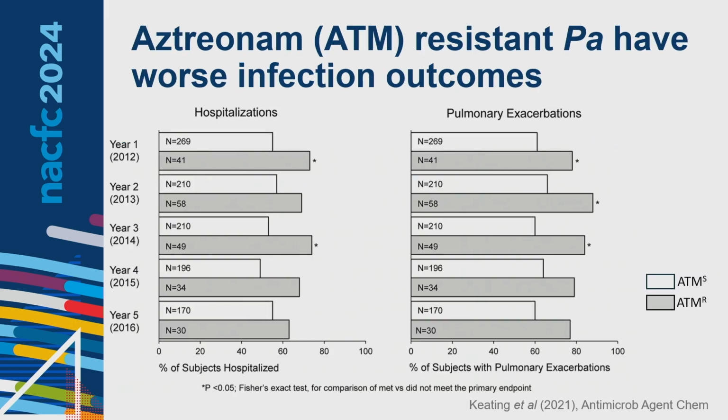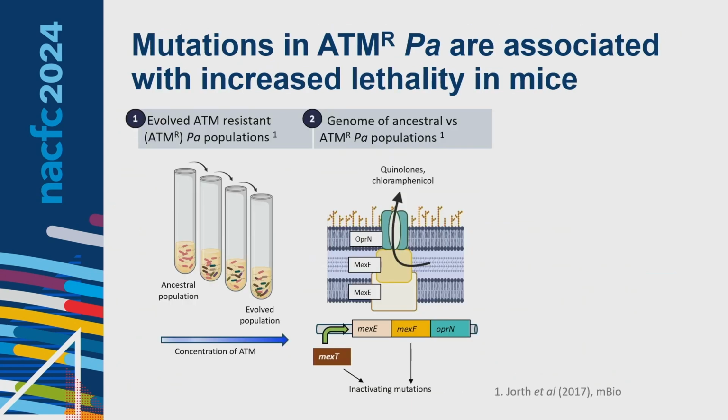So aztreonam is a beta-lactam antibiotic that is commonly prescribed to treat Pseudomonas infections in CF. And in this study, it shows that persons infected with aztreonam-resistant PA isolates were more likely to be hospitalized and suffer from pulmonary exacerbations compared to individuals who were infected with aztreonam-sensitive PA isolates. Around the same time, my postdoc mentor, Dr. Peter Jorth, he was pursuing his postdoctoral studies in Dr.